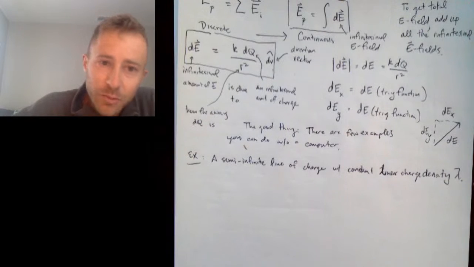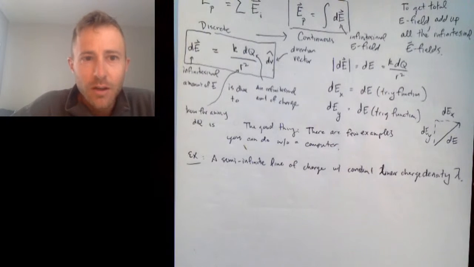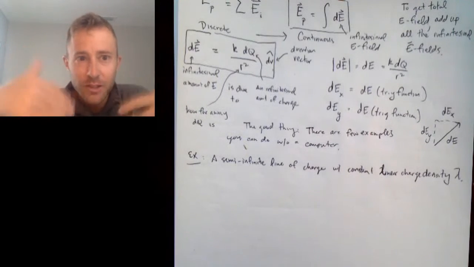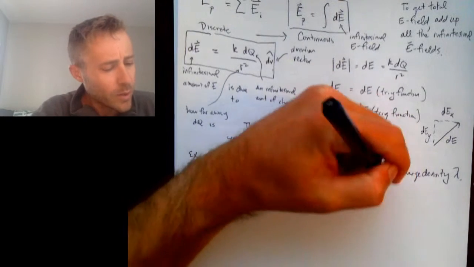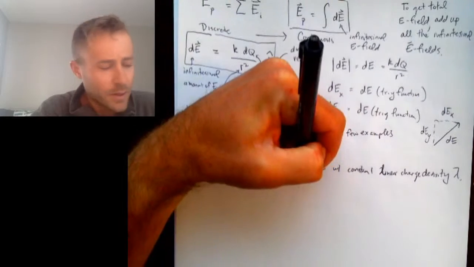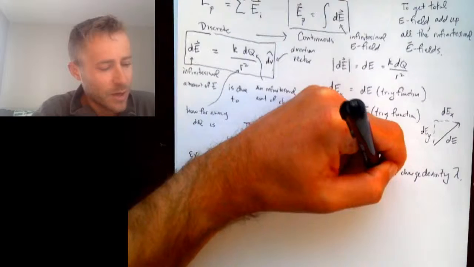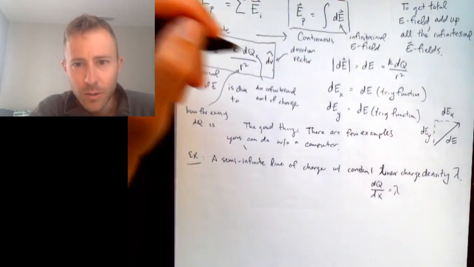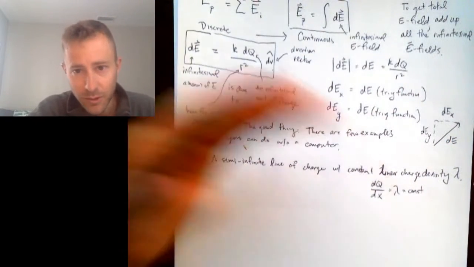Lambda in mechanics was used as the linear mass density, but in general, lambda is just used for any linear quantity, its density in a linear sense. So when I say that it has a linear charge density of lambda, I mean that dq/dx is equal to lambda, which in this case is a constant. It could be a function of x, but in this case it's not.